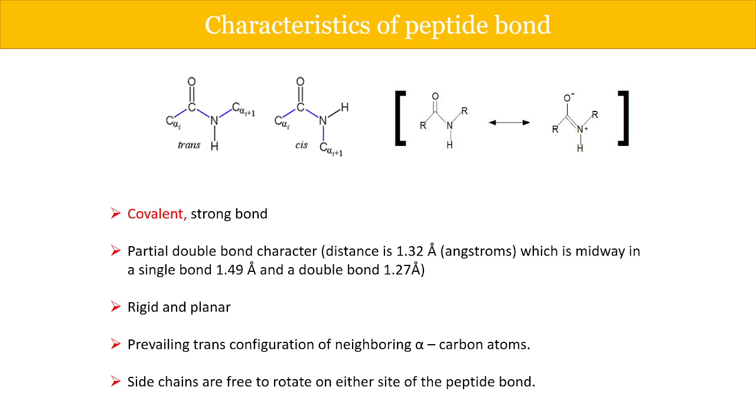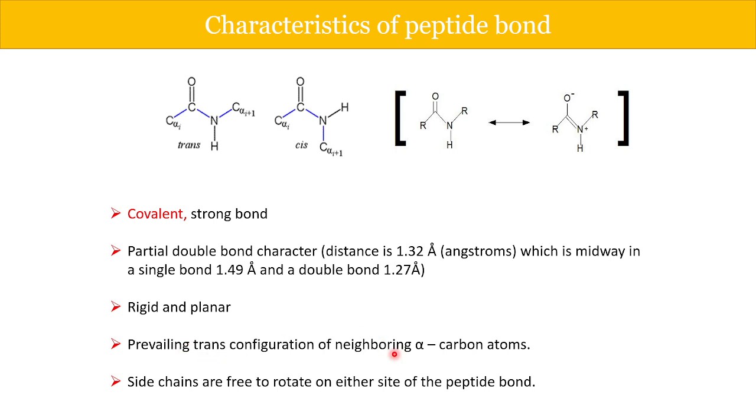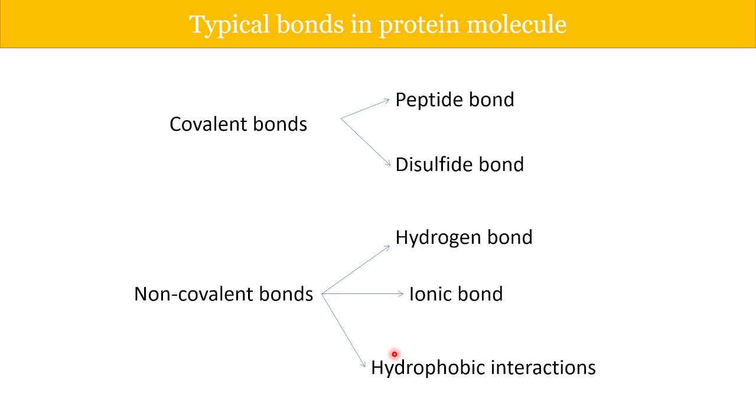The other important characteristic of a peptide bond is that it is rigid and planar, and it allows for the trans configuration. The trans configuration prevails to avoid steric hindrance during the folding of a protein. This also allows free rotation of the bonds on either side of the peptide bond, so the side chains are very flexible.